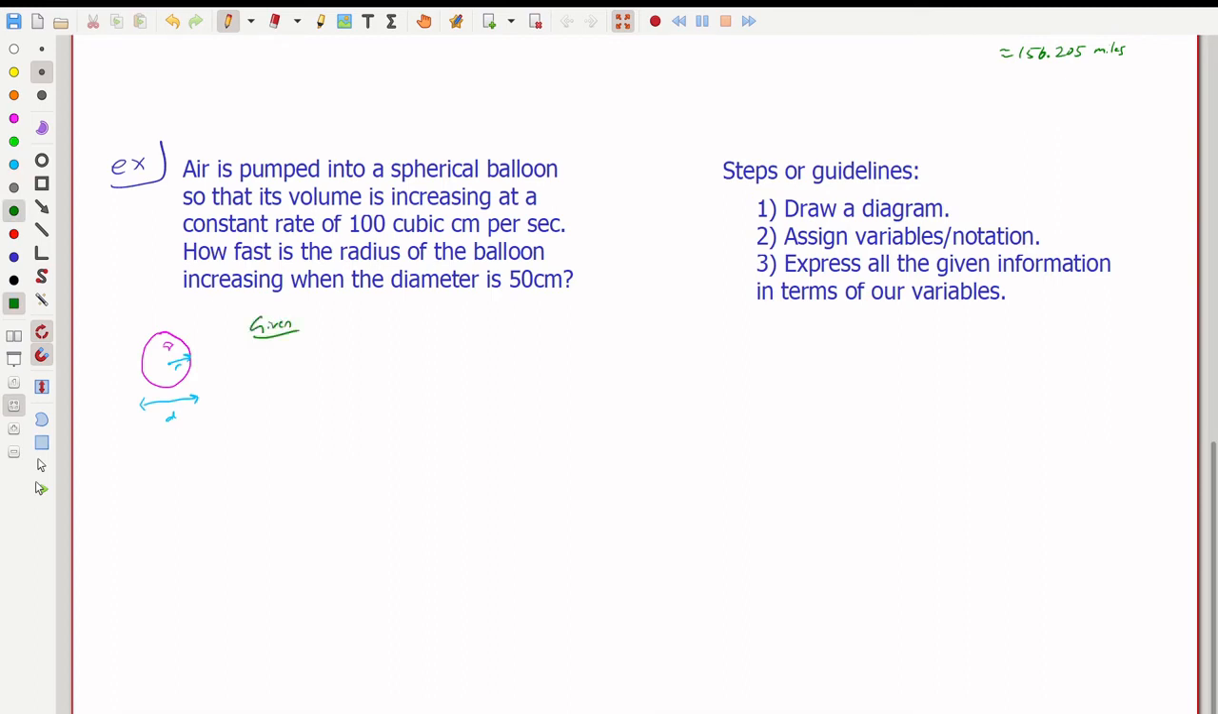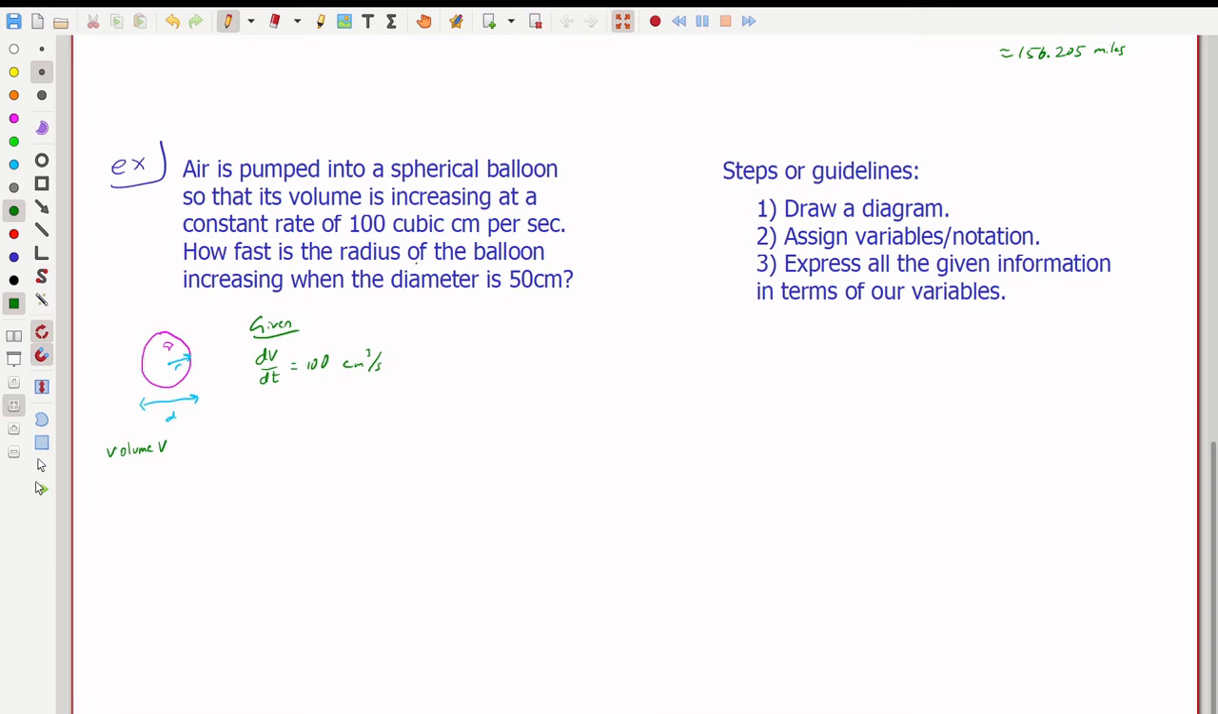The first thing that we're given is volume is increasing. Anytime I see something like increasing, that should be an indicator that that's a rate of change, which is the derivative of something. Okay, so if I have volume V, then to say volume is increasing at some rate, that's the rate of change of volume. So that's dV dt. Okay, so dV dt is 100 cubic centimeters per second.